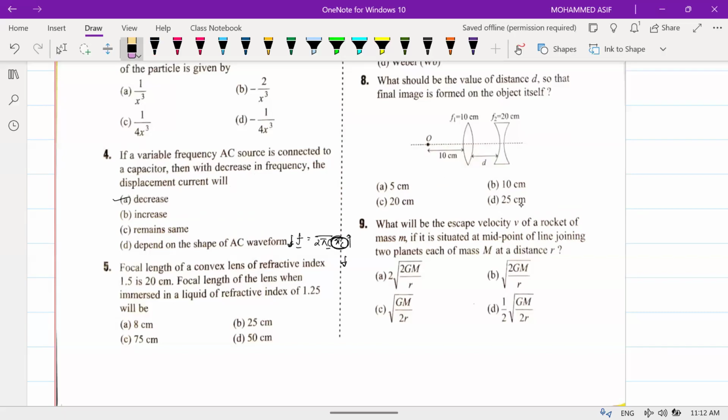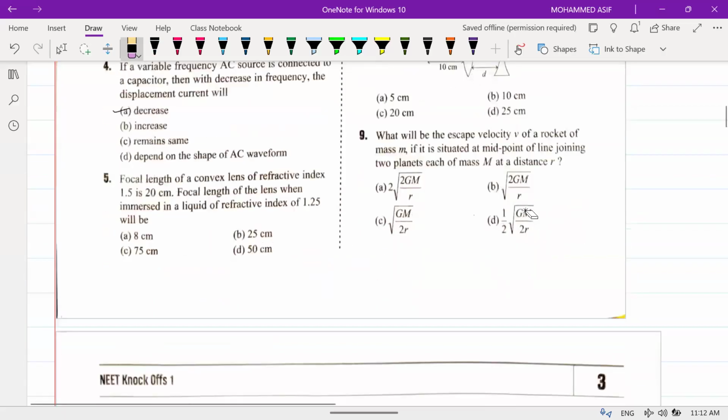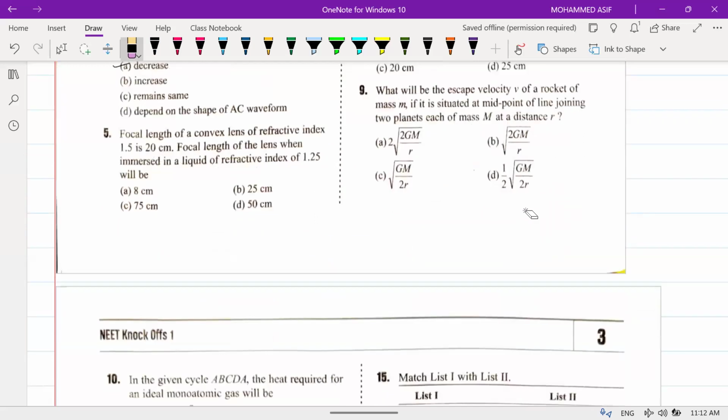Sure. Next one. The focal length of a convex lens of refractive index 1.5 is 20 centimeter. Find the focal length of the lens when it is immersed in the liquid. This is also a good question. So whenever you are immersing it in a liquid, first tell me what is the formula for focal length?